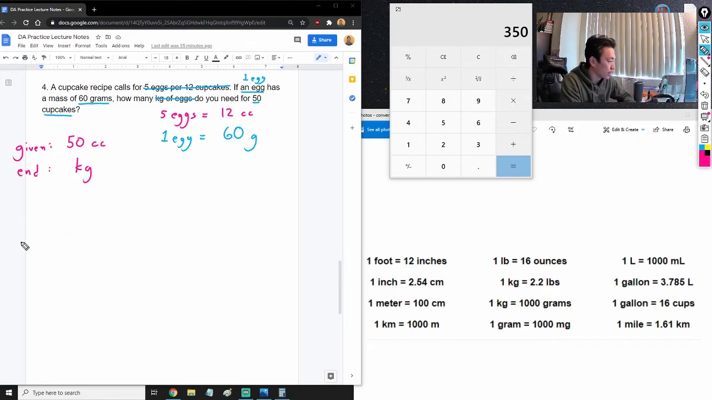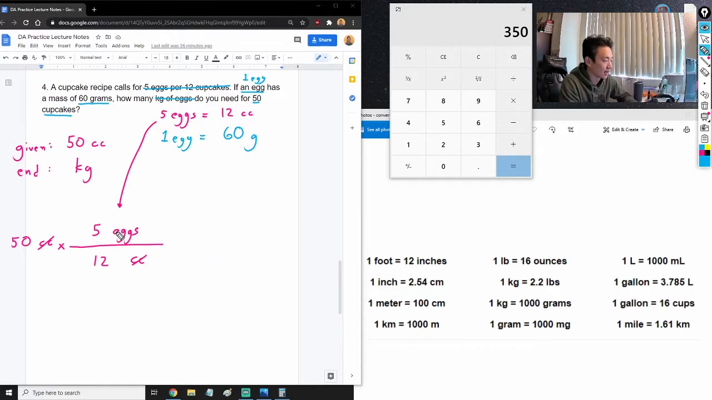So we have 50 cupcakes, so I'm going to start with 50 cupcakes. We're going to set up a fraction. Now I have cupcakes, I want to get rid of that, so I'm going to put cupcakes on the bottom. Okay, so the only equation that I have with cupcakes in it is this one right here: 5 eggs equals 12 cupcakes. So I'm going to use that. The number that we have for cupcakes is 12, and 12 cupcakes is equal to 5 eggs. Okay, so we can cancel out the cupcakes and we're good to go.